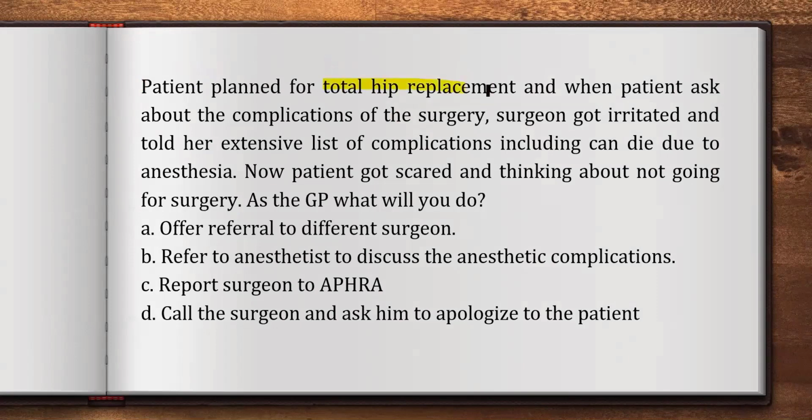Patient planned for total hip replacement, and when the patient asked about the complications of the surgery, the surgeon got irritated and told her an extensive list of complications, including can die due to anesthesia. Now the patient got scared, thinking about not going for surgery. As the GP, what will you do? Offer referral to a different surgeon, refer to anesthetist to discuss the anesthetic complication, report surgeon to APRA, call the surgeon, ask him to apologize to the patient.